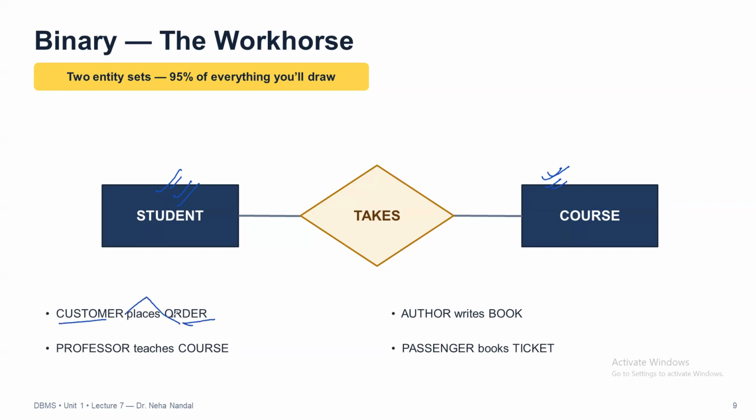What is the relationship? Places. Customer places an order. Author and book: author writes the book. Professor and course: professor teaches the course. Passenger and ticket: passenger books the ticket. So you can think of these ideas. And honestly, I would say this is 95% of everything you will ever draw in exams and in industry. If the degree is not mentioned in the question, assume it as binary by default.